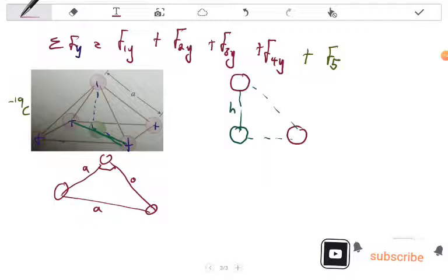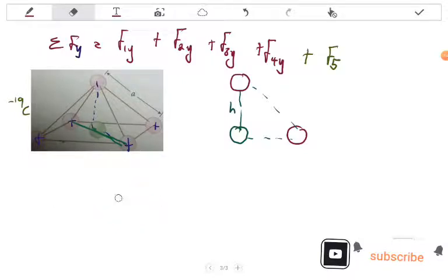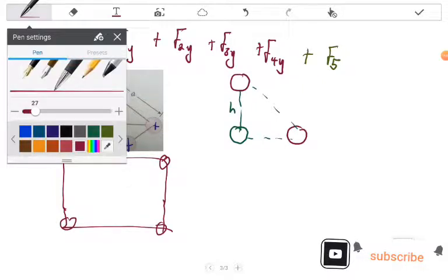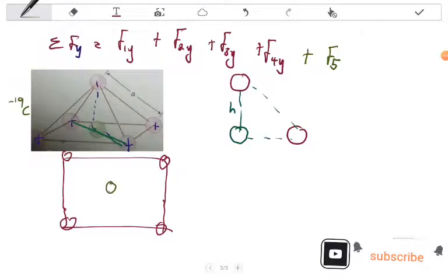Let's draw it in a proper manner. Let's just draw a square base. So let's say we have a square base like this. We have a square base, and then at the corners we know that we have all red, and then at the center we know that we have a green. So this is the line, this is the line. So we know that this is A, this is A.